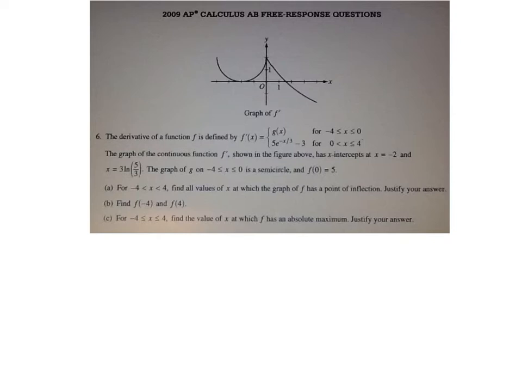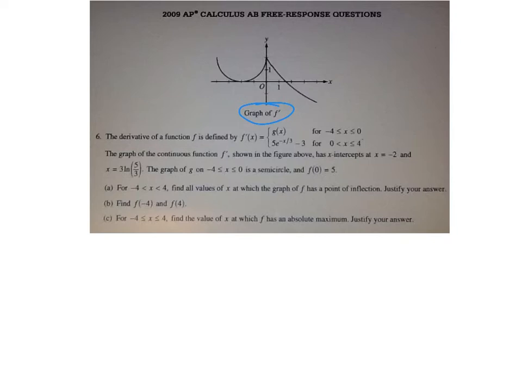All right, we have a graph, and it's, again, important to note whenever you get a graph, what is it a graph of? This one is f prime. And we're told the derivative of a function f is defined by f prime x is g of x from -4 to 0 and 5e to the negative x over 3 minus 3 from 0 to 4. So they're describing this graph f prime.